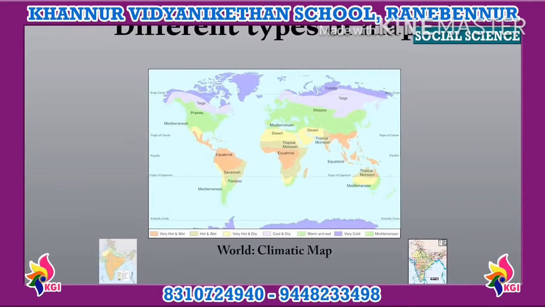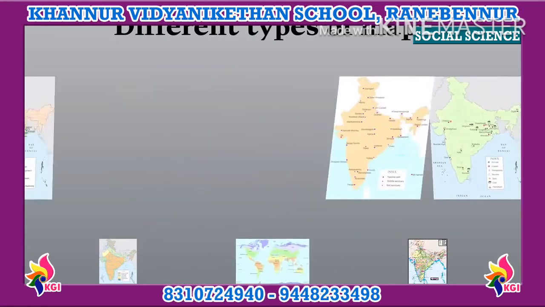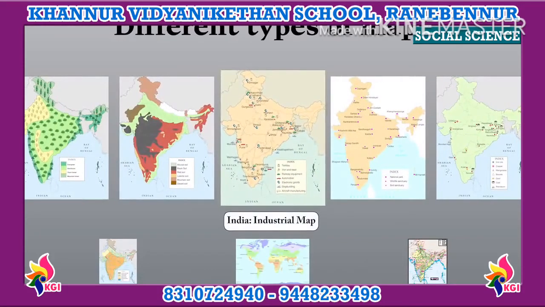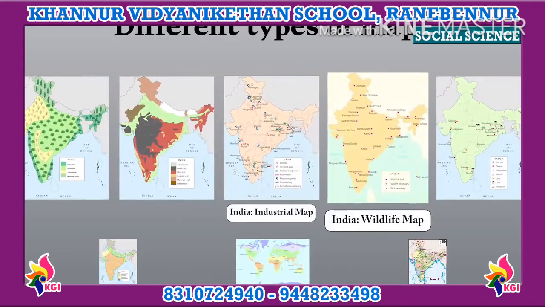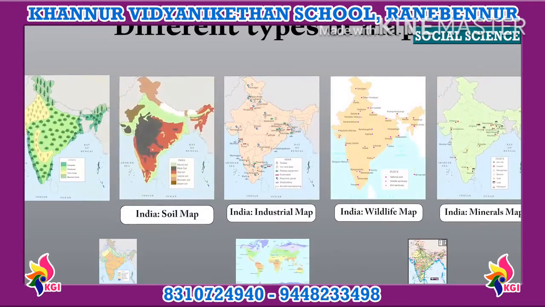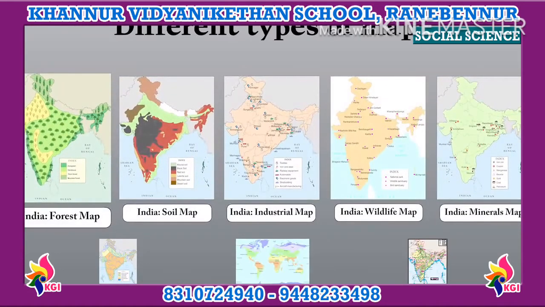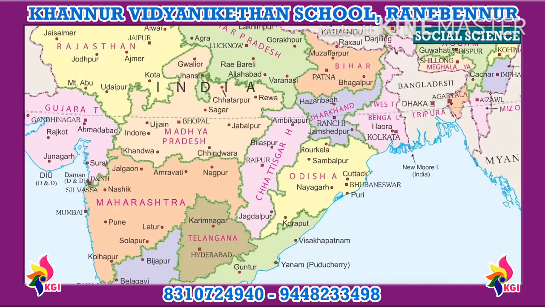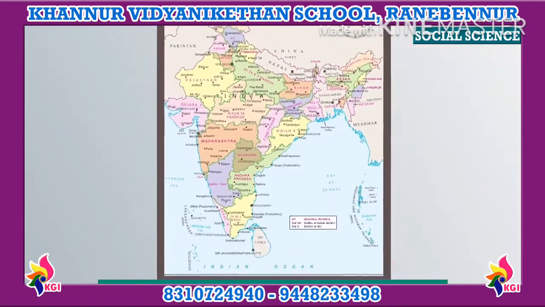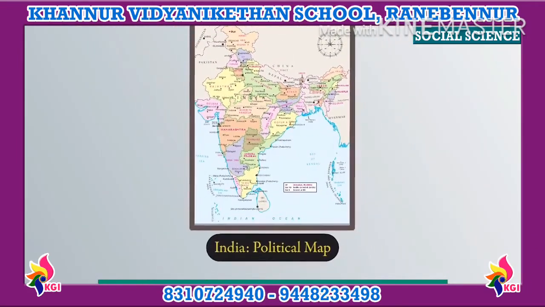Next is the climatic map. It shows general information about the climate and rainfall of a region. Besides these, there are maps that tell us about industries, which are called industrial maps, then wildlife maps, mineral maps, soil maps, and forest maps. A forest map tells us about the forests of a region. Maps give us a lot of information about a country or a place.